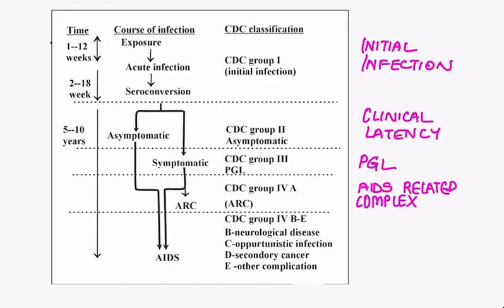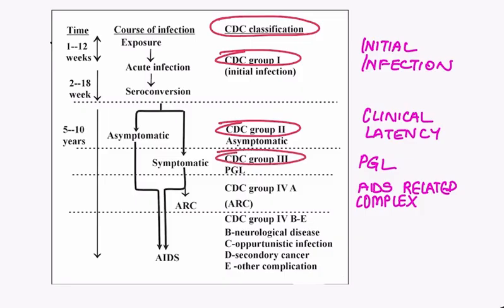So now let's go forward and talk about the CDC classification that has been given for HIV, which divides it into CDC group 1, 2, 3 and 4. So starting with the first one, this is said to be the initial infection. Now initial infection in many cases is said to be an acute infection also, which I will tell you. I'm just getting you familiar with the names.